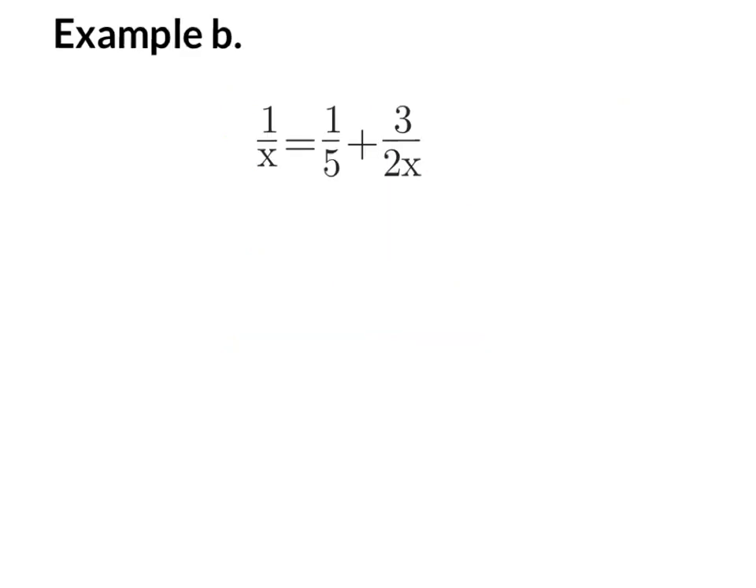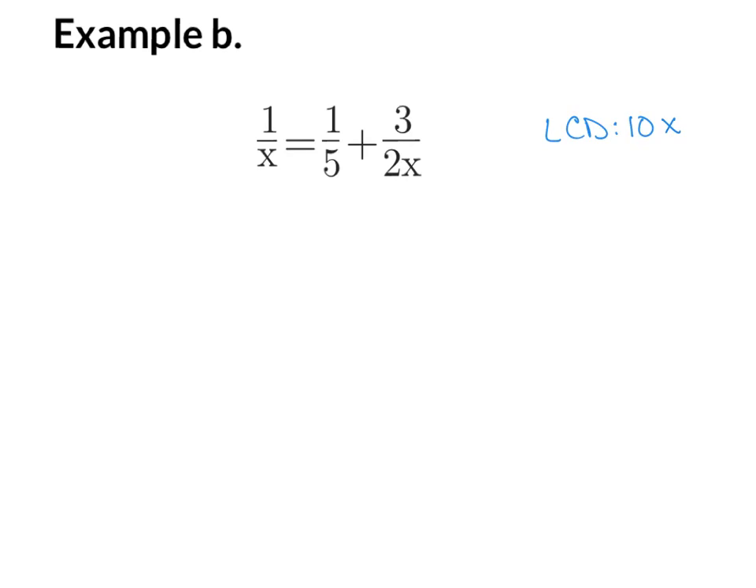All right, let's go ahead and try another one. We have 1 over x equals 1 over 5 plus 3 over 2x. If we start with our LCD, for the numbers, it is going to be 10. And again, on this problem, I have some x's in my denominators, and so I need an x in my LCD.